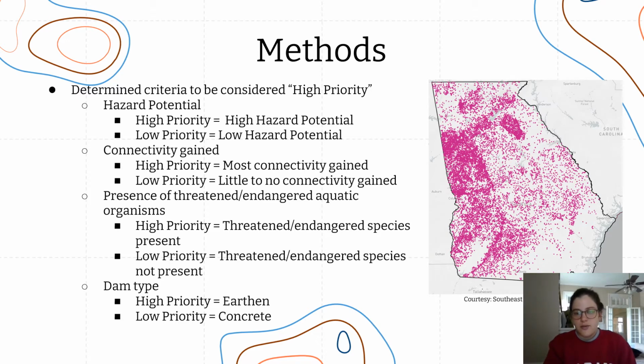This image on the right is courtesy of the Southeast Aquatic Barrier Prioritization tool that I used to get some of my data, and that's just an image of all of the dams that they have categorized in the state of Georgia.